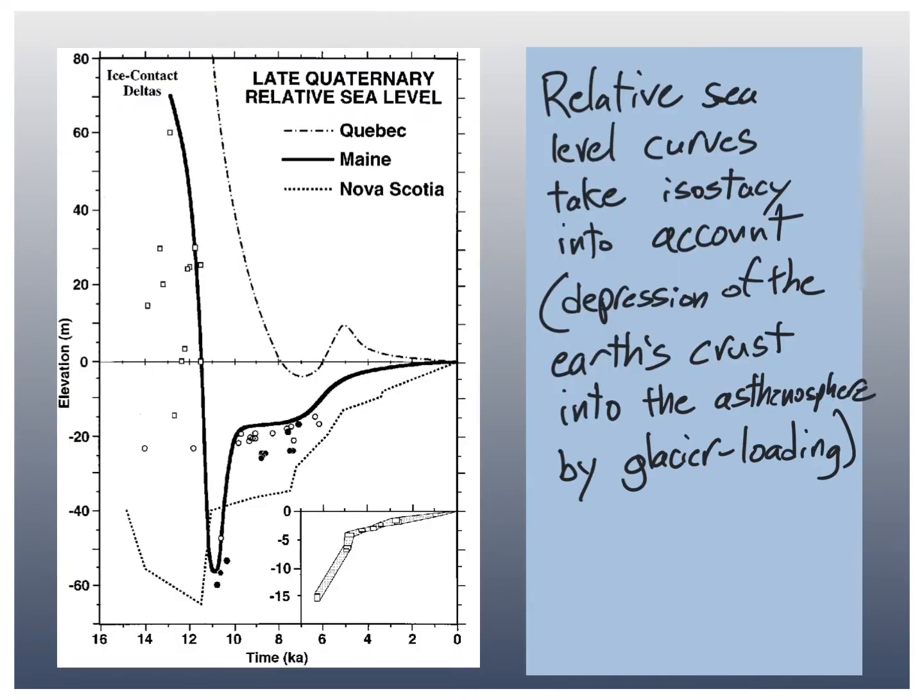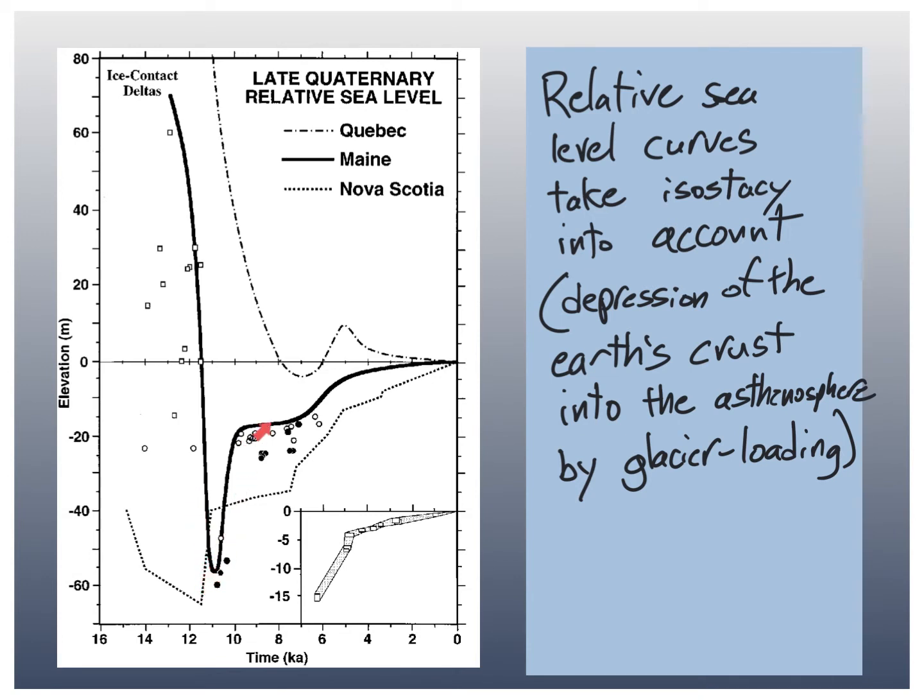But we also have things like here in Maine, what's called a relative sea level curve. So these take isostasy into account, that's how the crust floats in the mantle. This is the depression of the Earth's crust into the asthenosphere by glacier loading. So when the glacier first retreated from Maine, sea level was actually high. It came way, way inland. And then what happened is, because the crust was pressed down, it then rebounded back up. So sea level was actually really low.